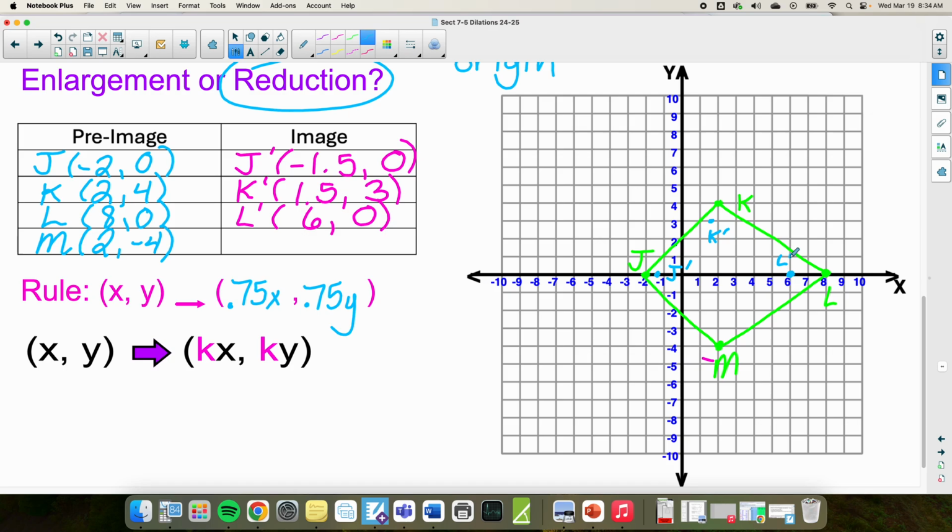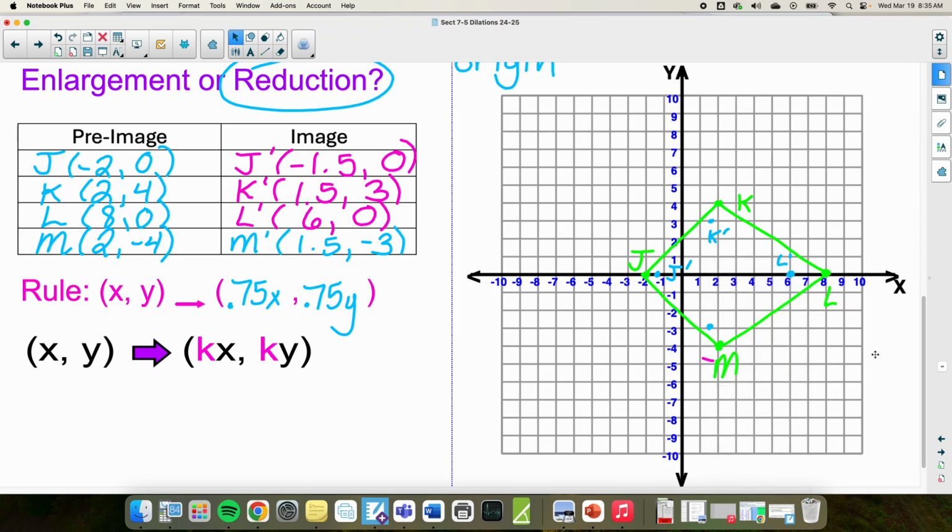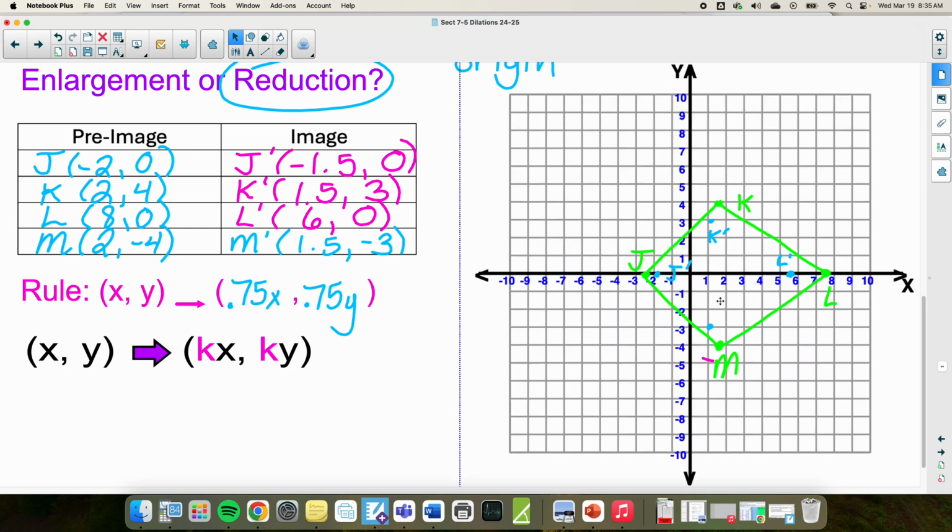Okay. Then I have to do it for the last point here, which is M. So I'm going to make that M prime. And 2 times 0.75 again is going to be 1.5. -4 times 0.75, when you multiply that, you're gonna get a -3, okay? So now I can come over to the graph and graph that, and I would have 1.5, -3 right here, okay? And that would be M prime.